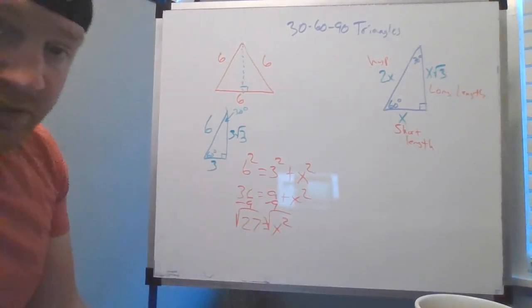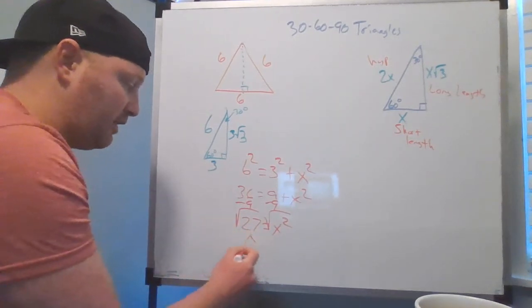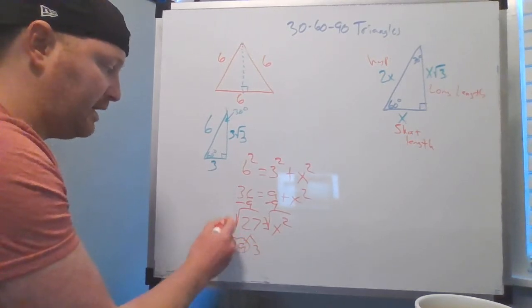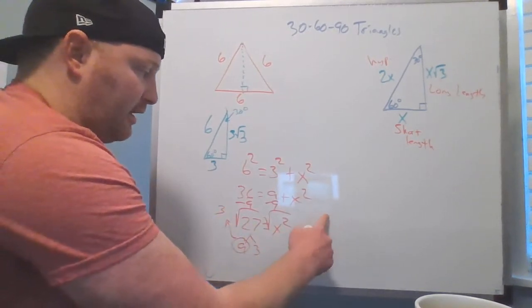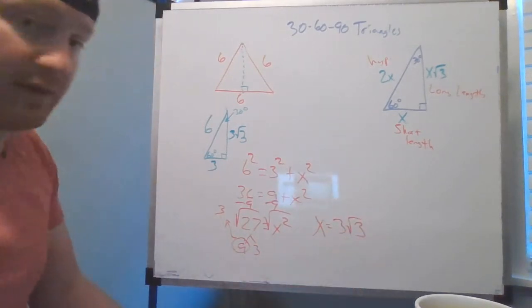And then I simply square root. Now this is why it was so important to know how to simplify radicals. I know that my 27 has a 9 and a 3 inside of it. The 9 comes outside as a 3. So your final answer is x equals 3 radical 3.